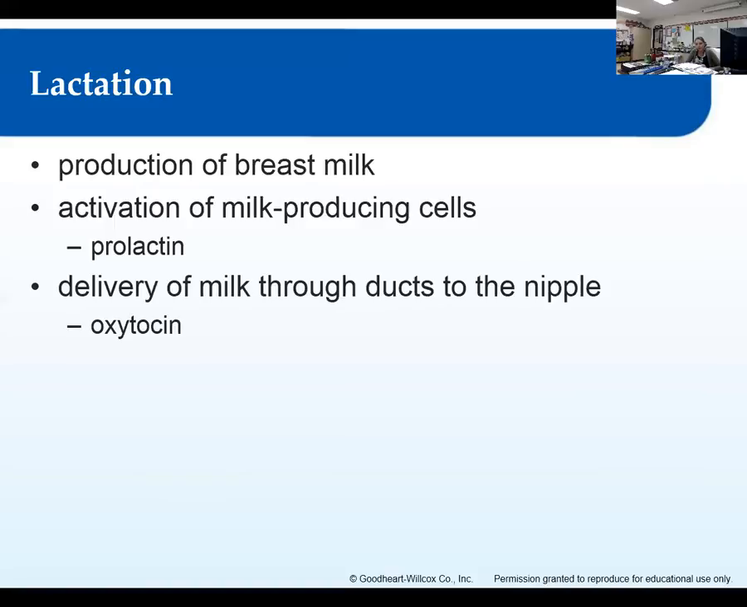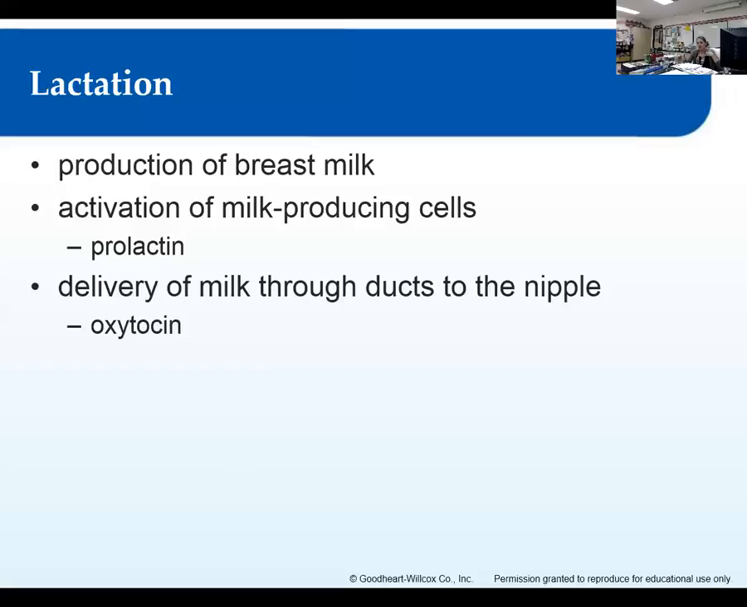Activation of milk-producing cells. So late in pregnancy, there's an increase in level of estrogen and progesterone, which makes the brain start producing prolactin releasing factor, which triggers prolactin, the hormone, which is released from the pituitary. That causes milk production.